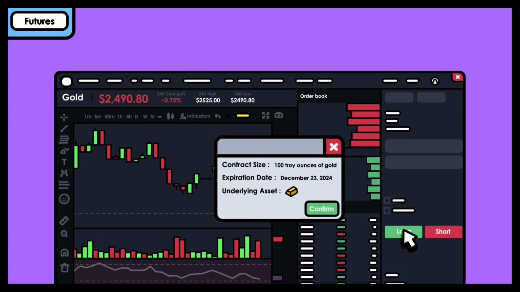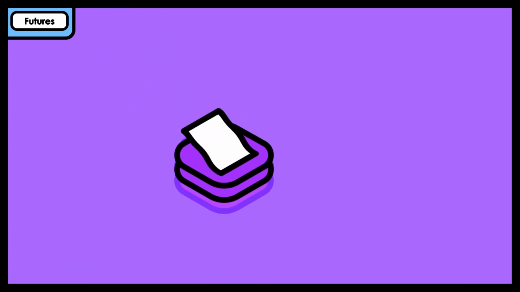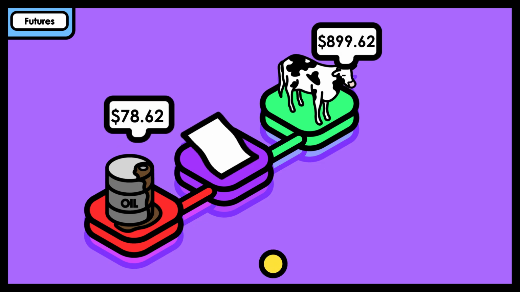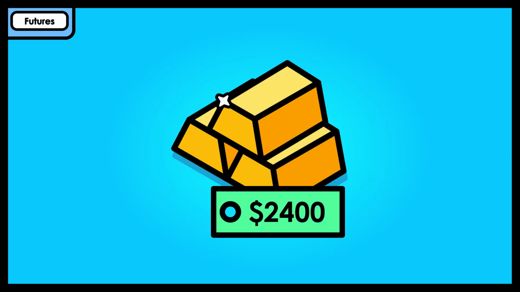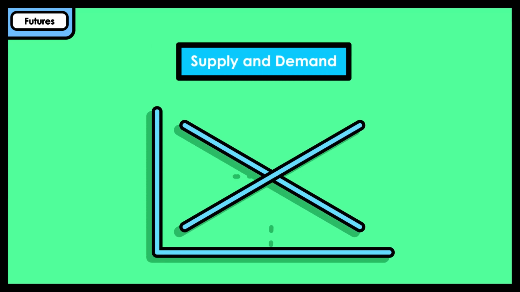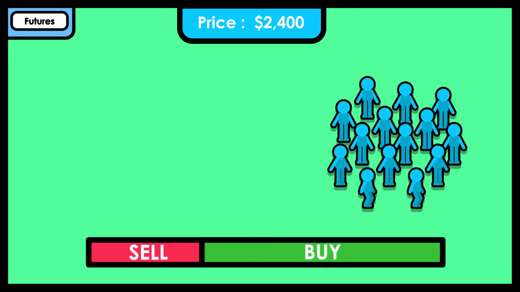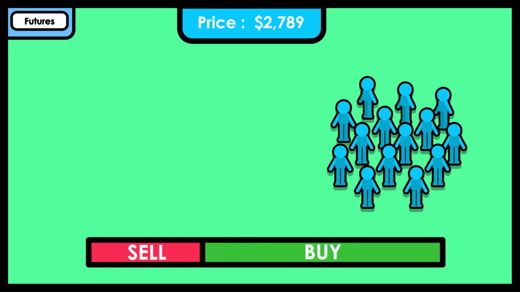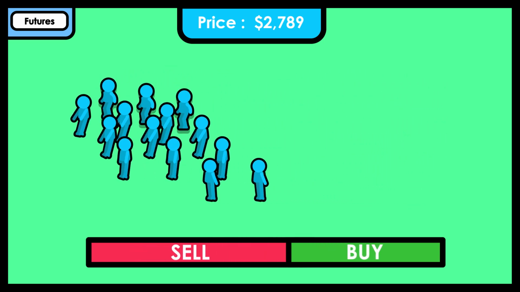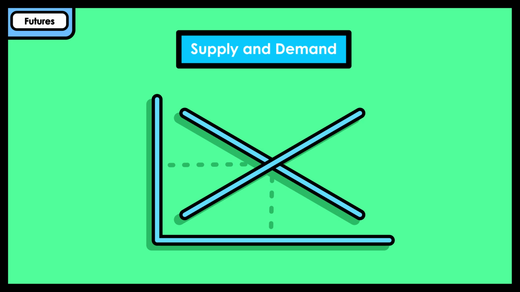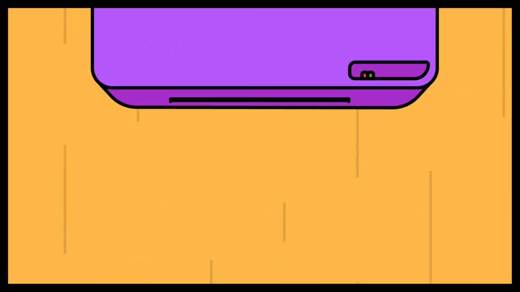A futures contract, like a forward contract, is a deal between two parties to buy or sell something at a specific price on a future date. Suppose that the futures price of gold is quoted at $2,400. This price is determined by the laws of supply and demand. If more traders want to go long than short, the price goes up, making a profit. If the reverse is true, the price goes down, leading to a loss. Market forces of supply and demand affect not only futures, but all derivatives.